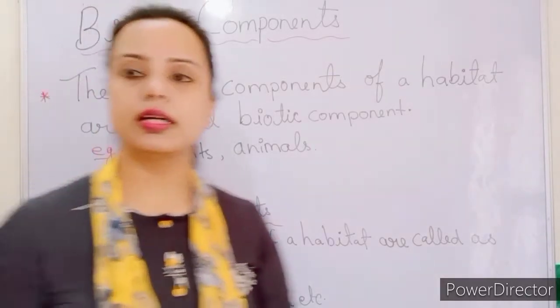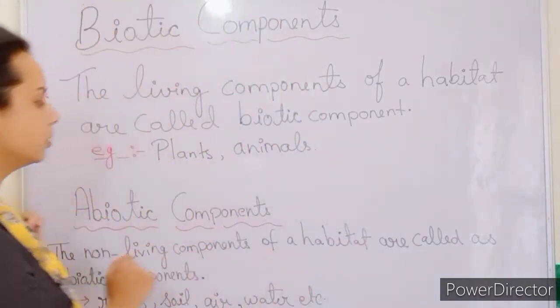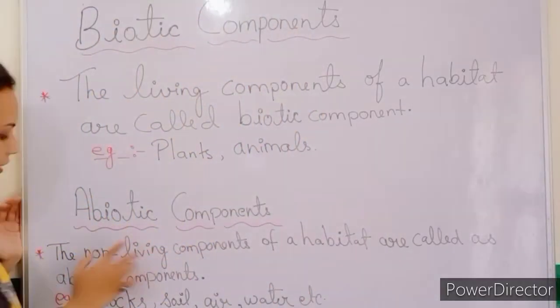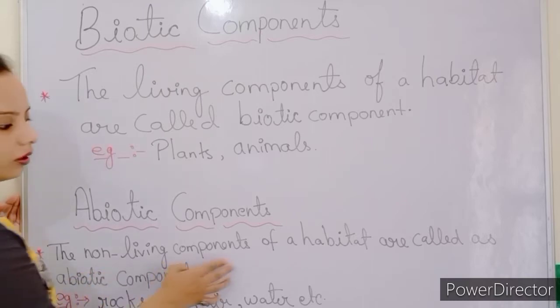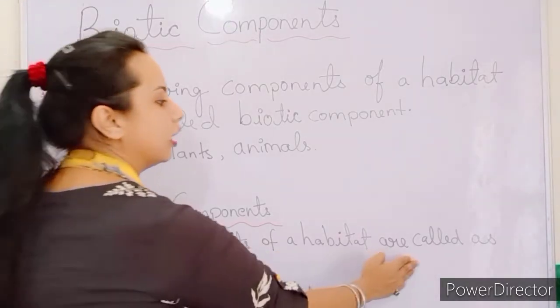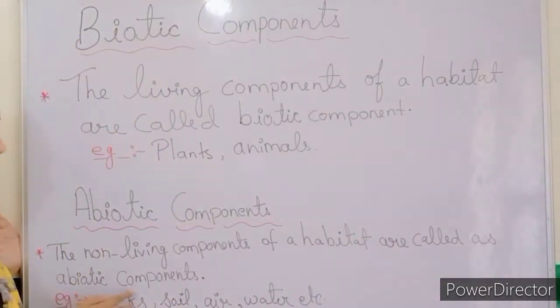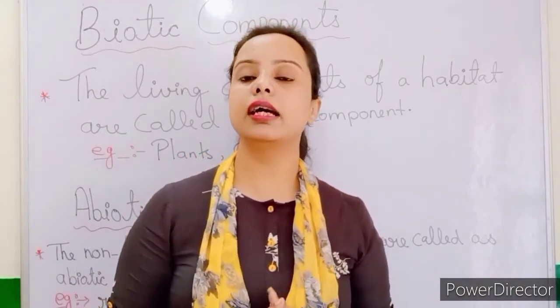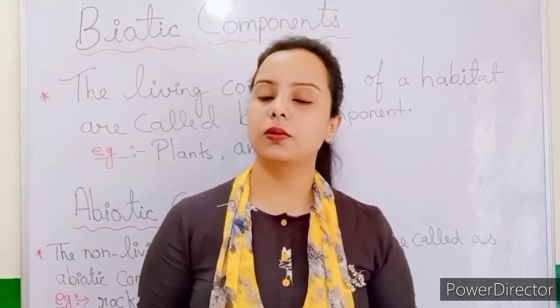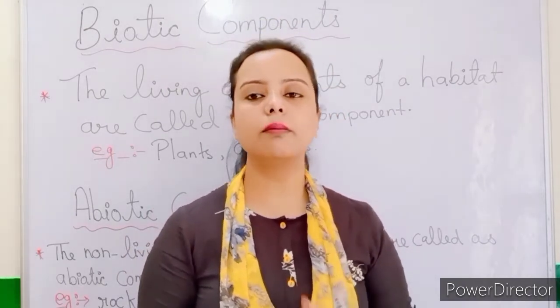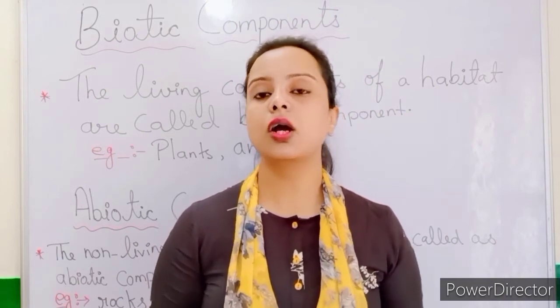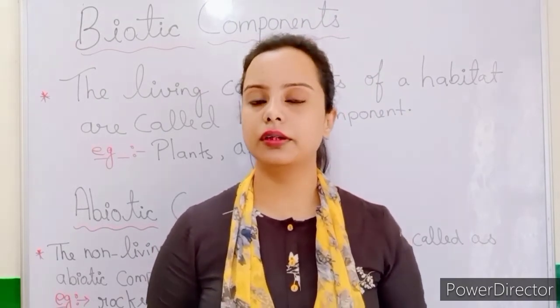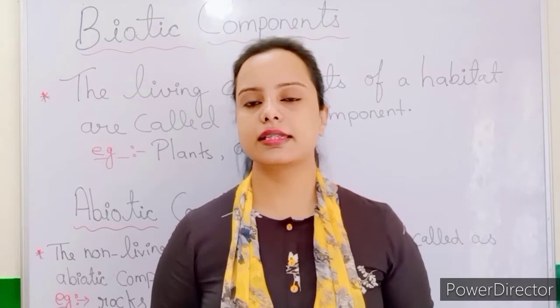The second topic is abiotic components. So what are the abiotic components? The non-living components of a habitat are called abiotic components. Means the components of a habitat that are non-living are known as the abiotic components. And the examples are soil, water, air and so on.